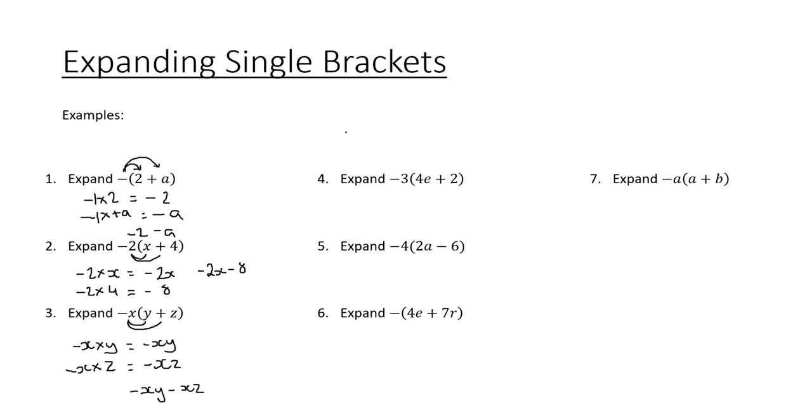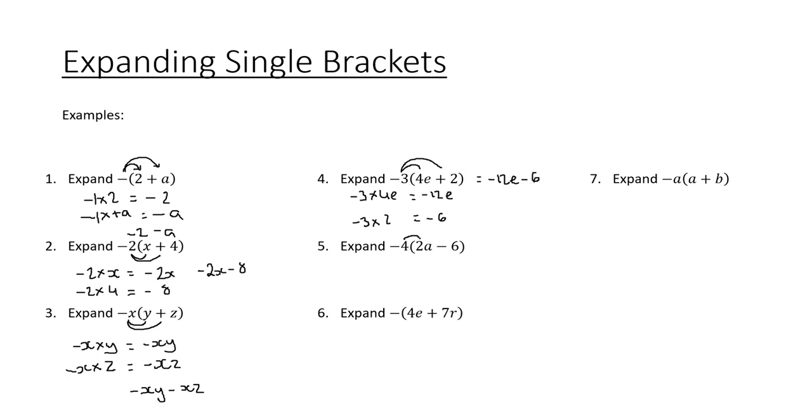Example 4: minus 3 times 4e and minus 3 times positive 2. So minus 3 times 4e and then minus 3 times 2. Minus 3 times 4 gives you minus 12, and then you've got the e. Minus 3 times 2 is minus 6. We then put these two together, so we end up with minus 12e minus 6.